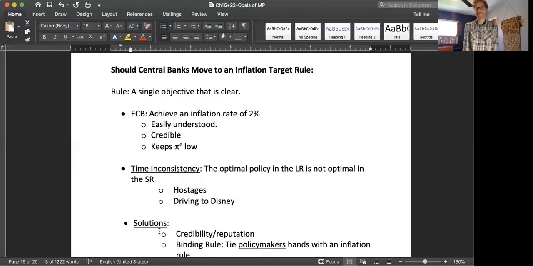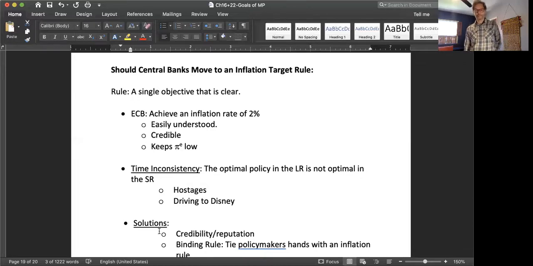If you go out on the street here in, well, wherever you are, and you ask people what are the goals that the Federal Reserve is trying to achieve, most people are not going to have a very clear idea about that. But for the European Central Bank, it's a lot easier, right? They're just maintaining inflation of 2%. So it's easily understood. It's also credible because you're really going to evaluate the central bank on the one thing that they can control, right? Inflation. And so the idea is that because this policy is credible, it also helps keep expected inflation low, and it actually helps you achieve what you're trying to achieve, which is low inflation.